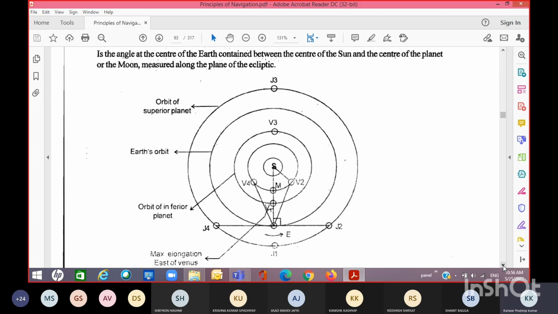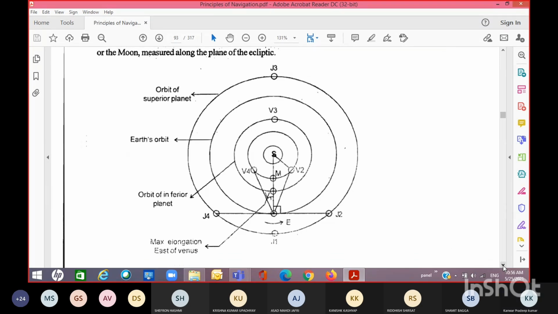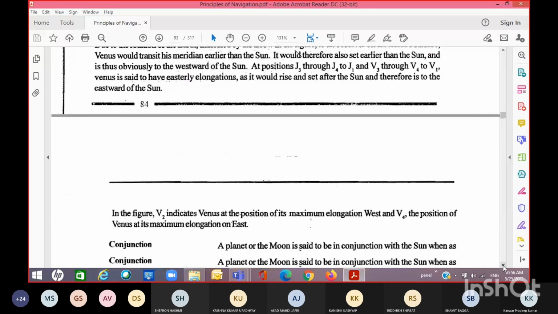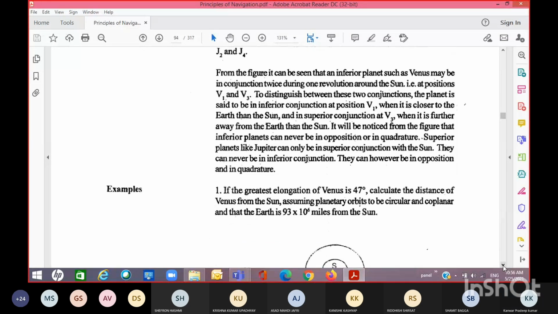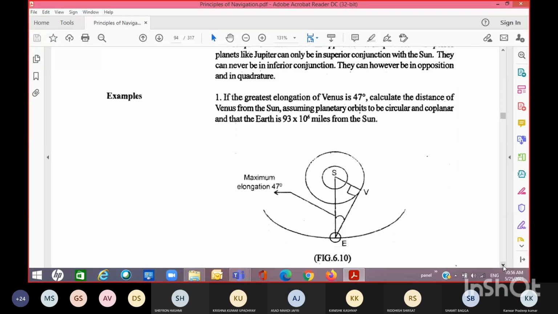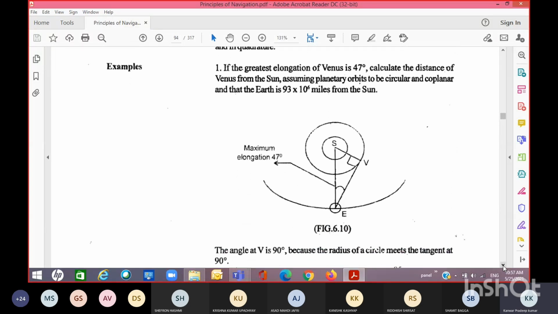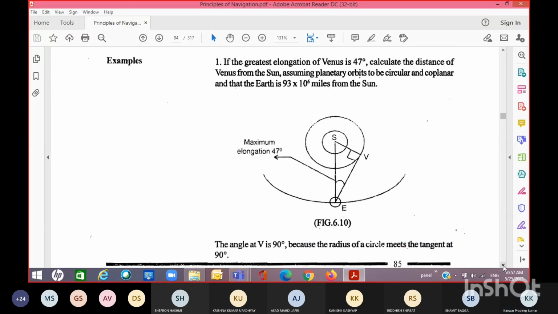You are comfortable with this diagram, or shall I draw it on the board? On the board, okay. Then write down this question, and then we will solve this one after I explain on the board. In the meantime, just write down this question.